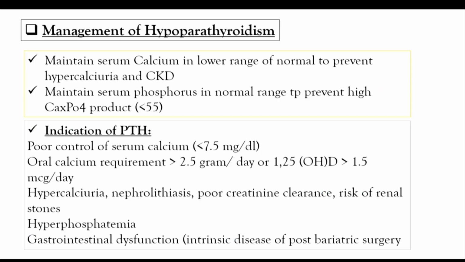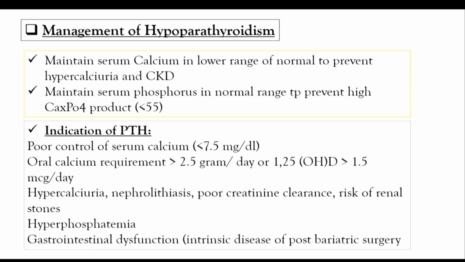Now, management of hypoparathyroidism. What is our goal? In which range do we want to maintain the calcium? Calcium should be maintained in the lower range. We usually aim for 8 to 8.5, or sometimes 7.5 to 8, because we want to prevent long-term hypercalciuria and CKD. Otherwise, this patient can develop CKD at a later age.